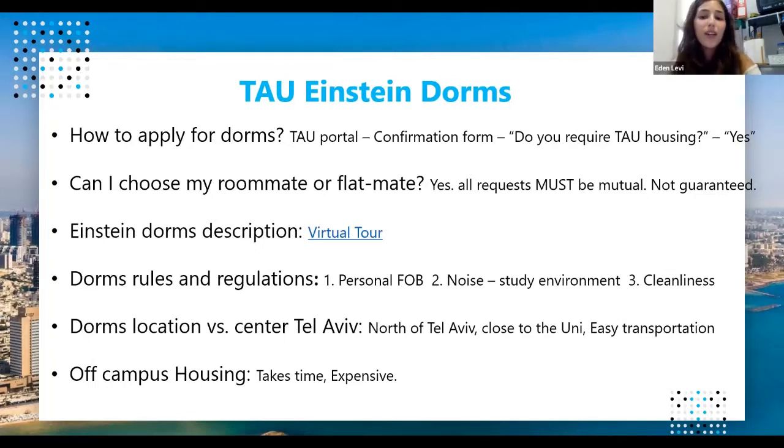Regarding guests, if you want to have guests in the dorms during the day, it is fine. The guests will have to show an ID and sign up at the guard's booth. And if you want the guest to stay over the night, you will have to get an approval from the dorm's management a few days earlier and show the approval to the guard. Any questions regarding the rules?